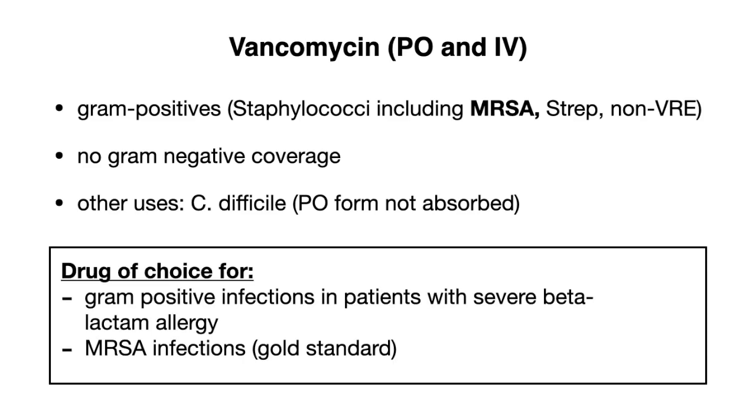Because it covers gram-positives like our beta-lactams, it's actually the drug of choice for gram-positive infections in patients who have severe beta-lactam allergy. It's also considered the gold standard for MRSA infections, and so you'll really want to reserve its use for severe MRSA infections. Keep in mind that when there's an antibiotic that has really good coverage, like with vancomycin and MRSA, you really only want to use it for severe infections because you do not want that organism to develop antibiotic resistance, particularly antibiotic resistance to that particular agent because then it limits your treatment options.